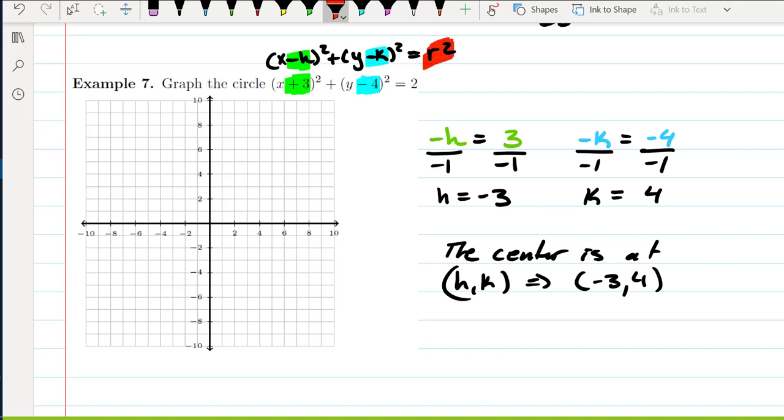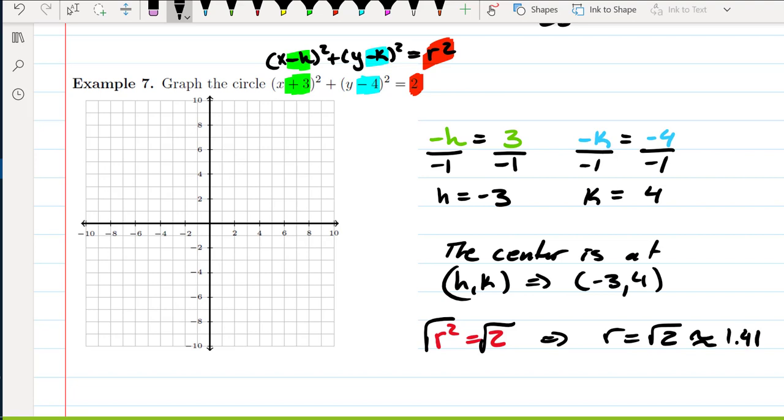Lastly, I have r squared is equal to 2. So then square root, that tells me that r is equal to the square root of 2, which is about 1.41 if we put it in our calculator. So then if we wanted to graph our circle, we would go to our center, which is at negative 3 and positive 4.